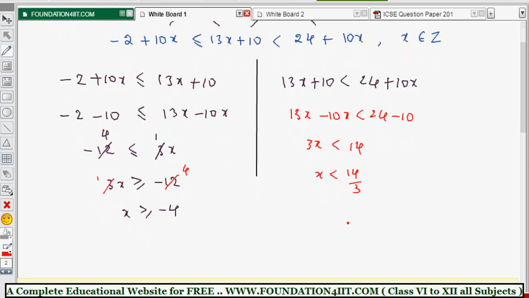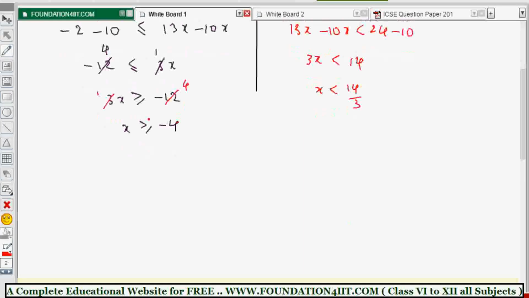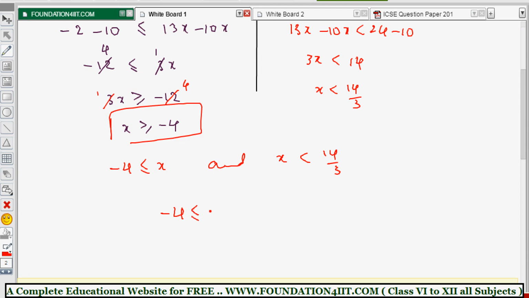Fine. Now these two together we can write. x is greater than or equal to minus 4, that means minus 4 is less than or equal to x, and x is less than 14 by 3. These two together, if you write: minus 4 less than or equal to x, x less than 14 by 3. That means x value is in between these both, minus 4 and 14 by 3. Yes, this we can set on the number line.